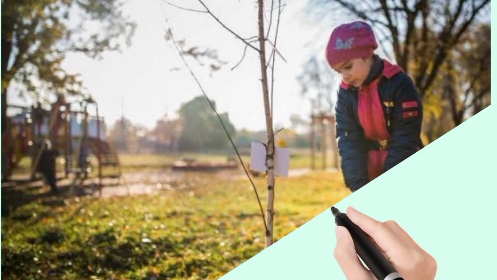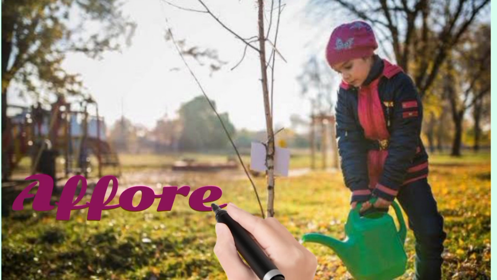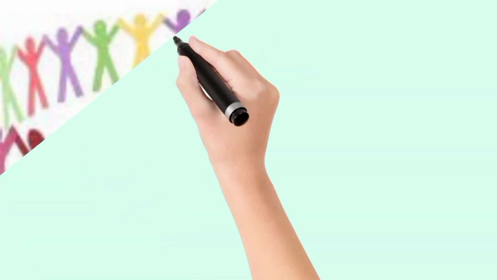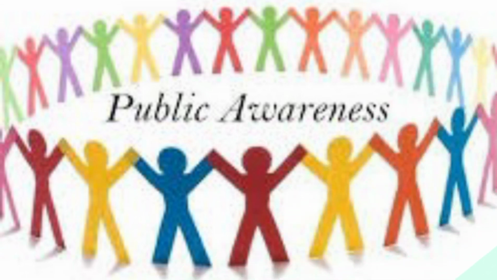Then we can also control soil erosion by afforestation. Afforestation means planting of trees on a piece of land. When you plant trees, it will help to control soil erosion. Then lastly, public awareness and education. You educate people on the effect of soil erosion.